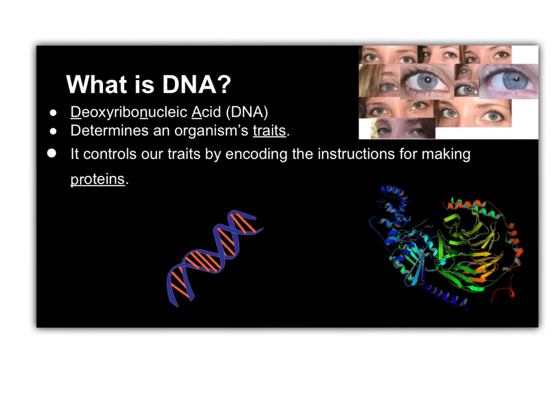Okay, so this first slide here, what is DNA? DNA stands for deoxyribonucleic acid. You can see where the D and the N and the A come from, DNA. What DNA does is it determines an organism's traits, okay? Traits such as eye color, hair color. And what it does, it controls our traits by encoding the instructions for making proteins. Very important. It's going to help make proteins for our body, which are going to make our hair color and our eye color.